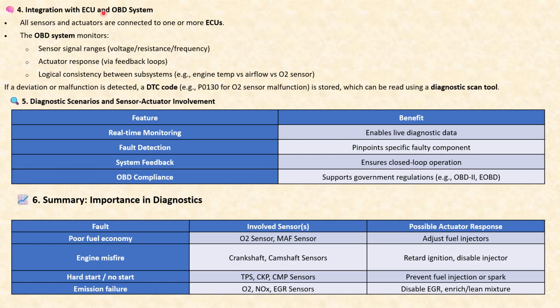Now talking about the integration of ECU and the OBD system. All sensors and actuators are connected to one or more ECUs. The OBD system monitors sensor signal ranges, actuator response, and logical consistency between subsystems. Okay, so these three parts, sensor signal, actuator response, and logical consistency, they form the important backbone of the OBD system.